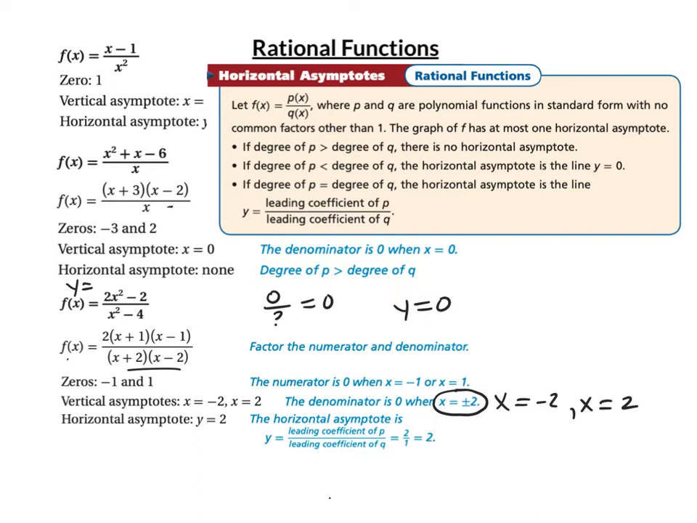The horizontal asymptote, look at the degree. The degree of the top function is 2. The bottom function is 2. That means that they're equal. And the horizontal asymptote then is the leading coefficient of the top function divided by the leading coefficient of the bottom function, which is 2 over 1, which is y equals 2.